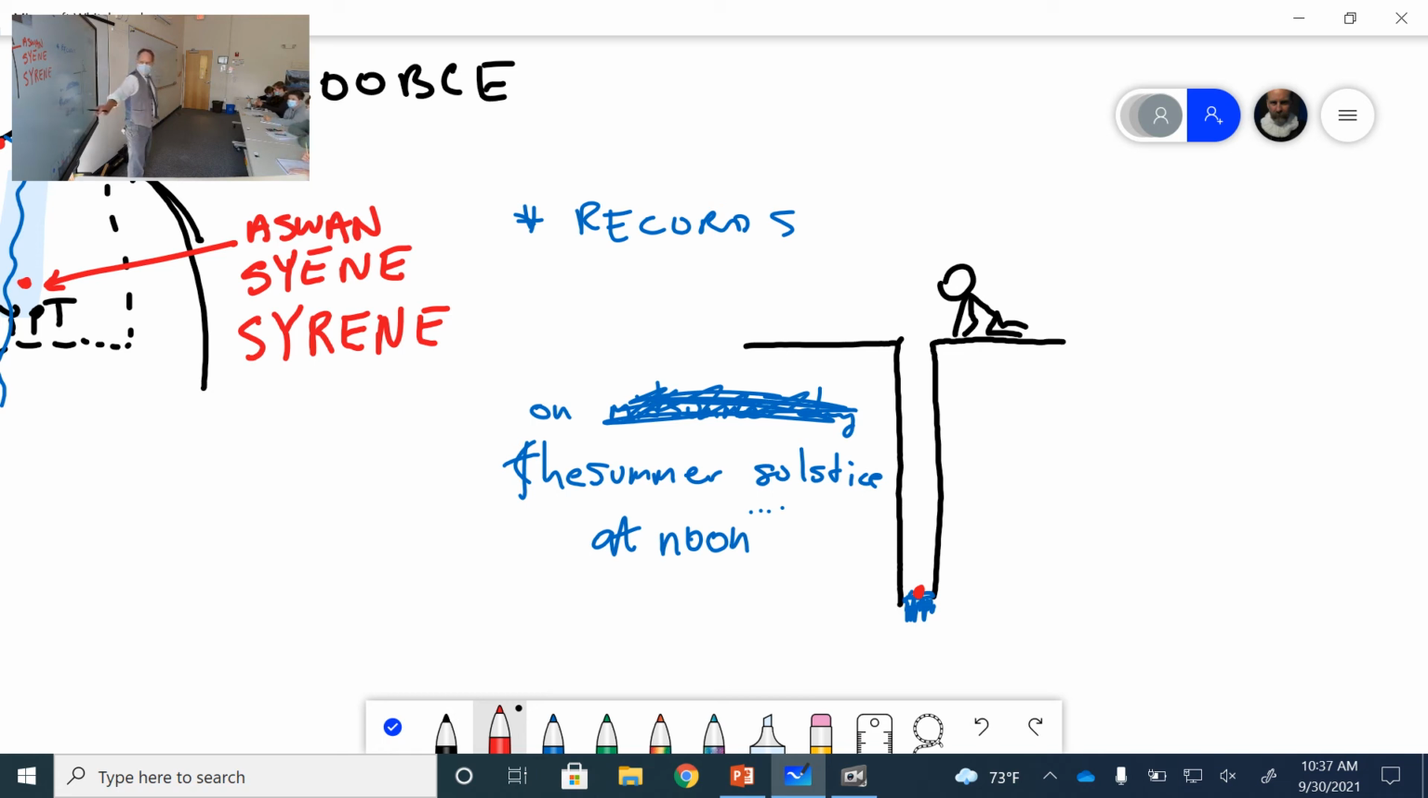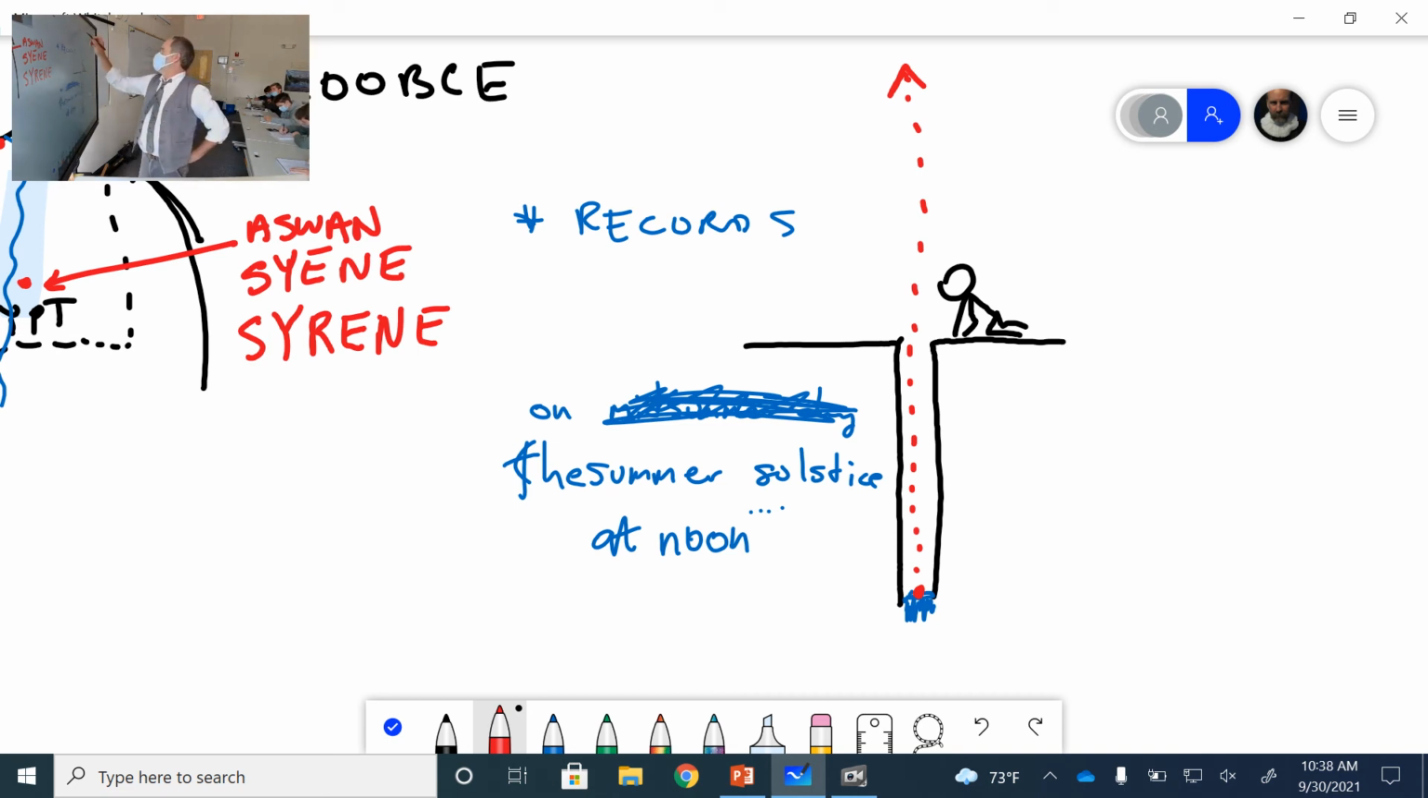What does that tell us? Why is it meaningful that the sun would be visible right down at the bottom? That means the sun is directly overhead. It means the sun must be directly overhead, very, very precisely. It's not just, oh yeah, it's pretty high in the sky. In order for it to shine straight down this deep well, it has to be directly overhead.